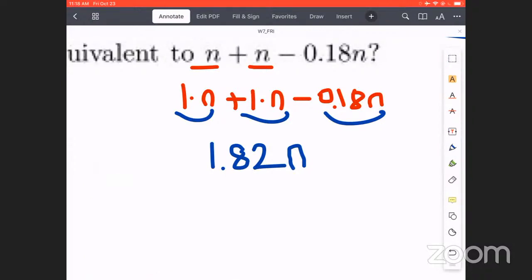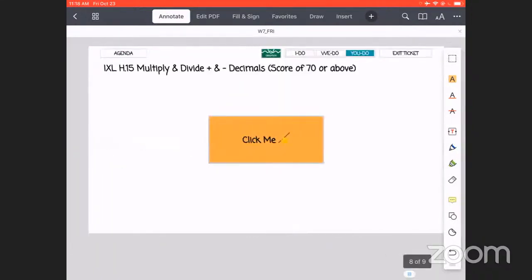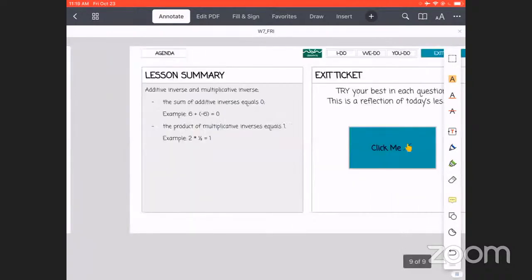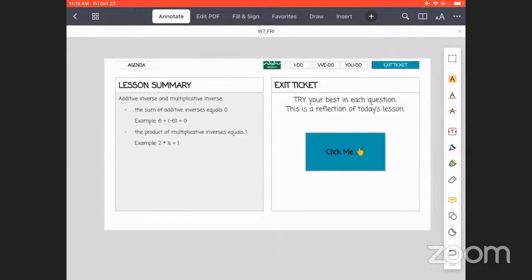So this is the end of the class. There is no assignment because the assignment is from yesterday. It's about IXL H15. And don't forget your exit ticket. When you're done, you're done. This is the end of the class. We will have this again Monday. On Monday, I'm going to change a little bit more, and we will also talk about similar things, but at a different level, in a different context. Okay, we will talk about this again.